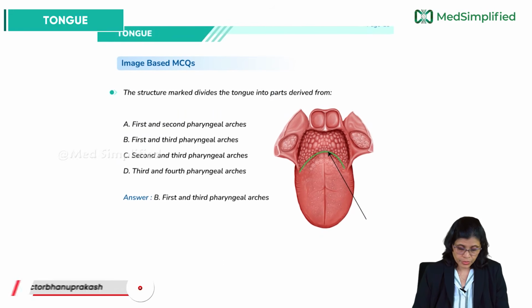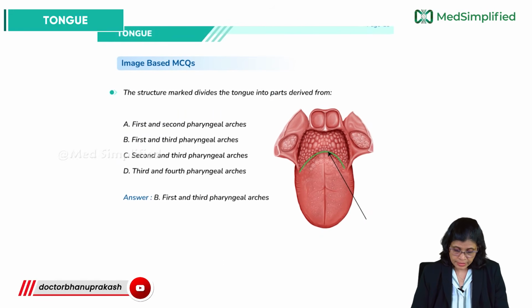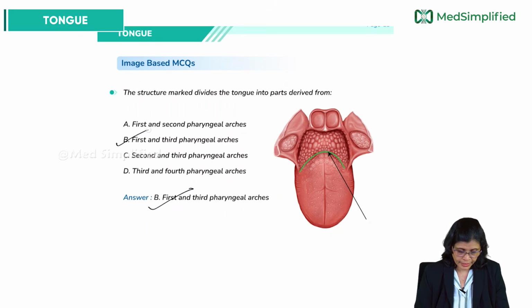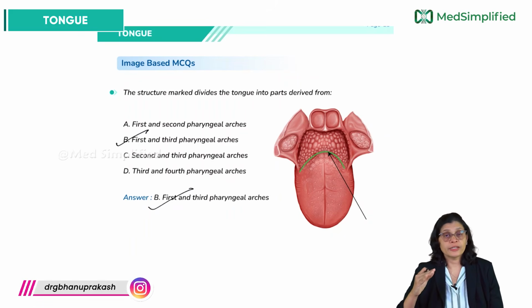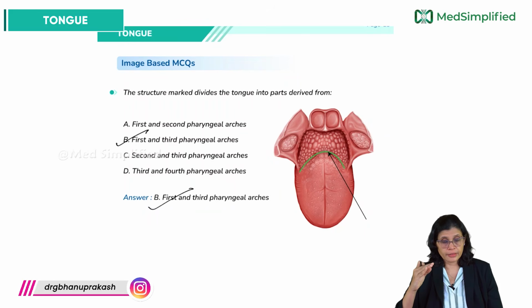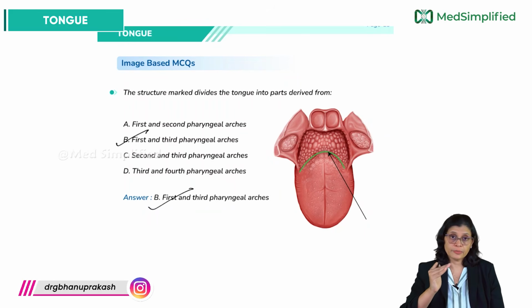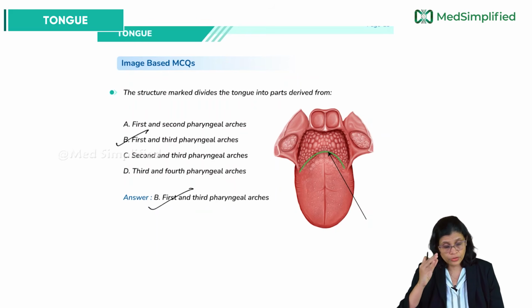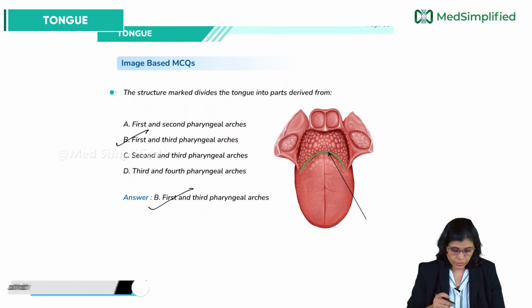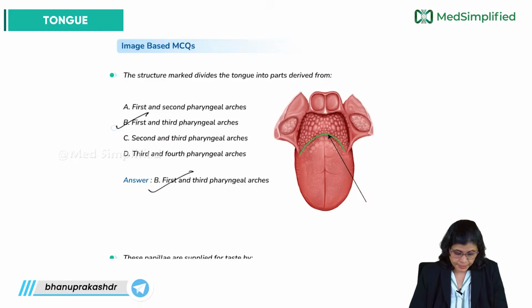So coming to the image based MCQs, the structure marked divides the tongue into parts. What are these parts derived from? The sulcus terminalis marks the parts derived from the first and third branchial arch. Here you have to understand that during the development of the tongue, the second arch gets buried and the third arch becomes more prominent there. So that is why we don't consider the first and second arch. So remember that we say first and third pharyngeal arches.